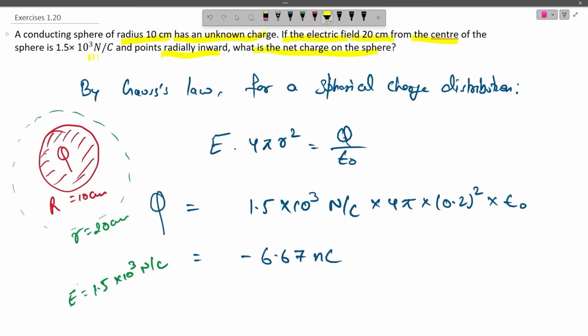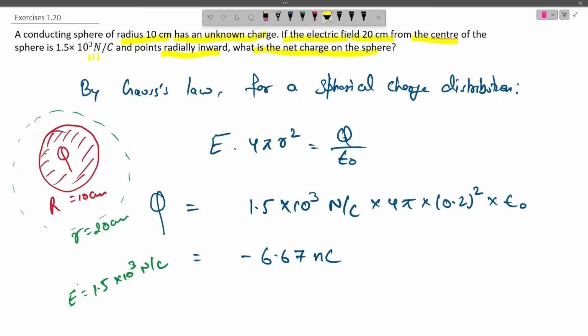So the question is saying that there is a conducting sphere of radius 10 cm and it has some charge, due to which there is an electric field 20 cm away from the center. The value of the electric field is 1.5 × 10^3 newton per coulomb, and this electric field is directed towards the sphere.